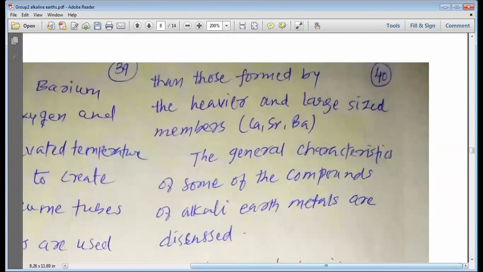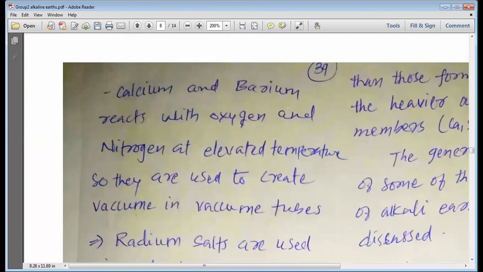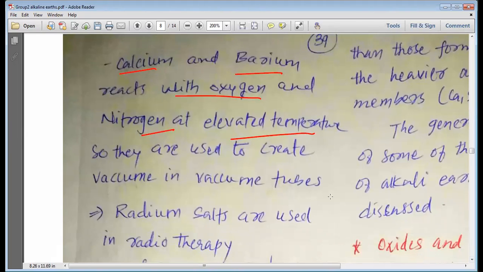So please remember this, my dear students, that calcium can also be used as a reducing agent. When carbon fails to reduce the metals, calcium is used as a reducing agent. Let us look at the other uses. Calcium and barium react with oxygen and nitrogen at elevated temperatures. So they have the capacity to react with oxygen as well as nitrogen at elevated temperature, that means at high temperature.